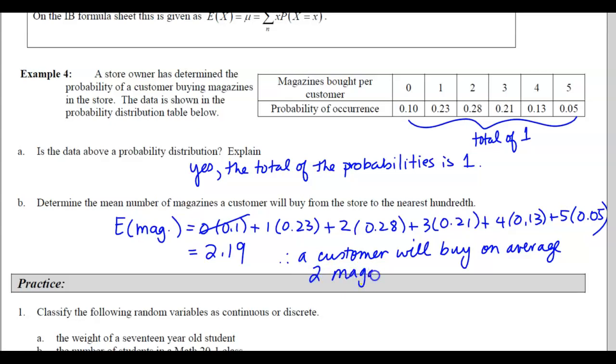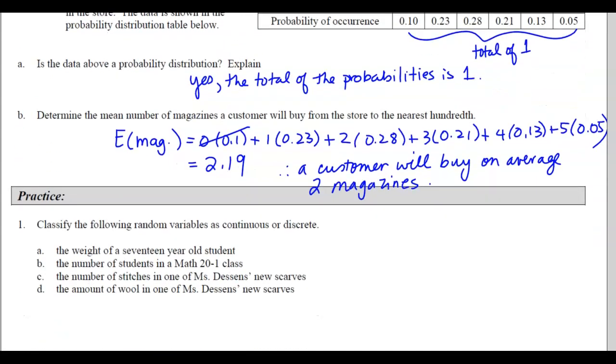I'll round it to the nearest hundredth of a magazine. Okay, but that's expected value. So that's where we'll end for today. Practice there for you.